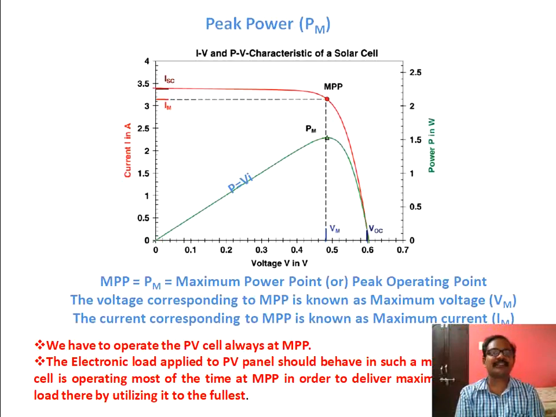For example, at 3 amperes ISC, what is the corresponding voltage? It will be around 0.48. So therefore 0.48 into 3, that value will be the power. Now once you get the power, if you draw the curve between power and voltage, you will get the PV curve. Now what does MPP mean? Maximum power point or peak operating point. So you can see power is maximum.